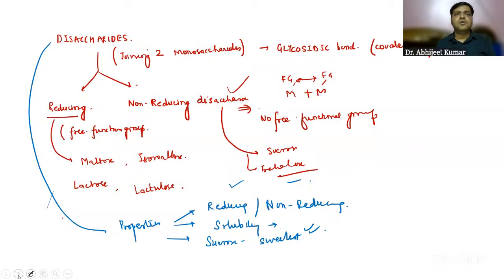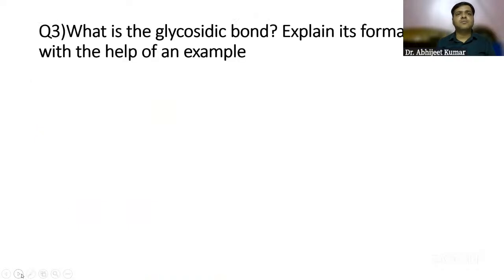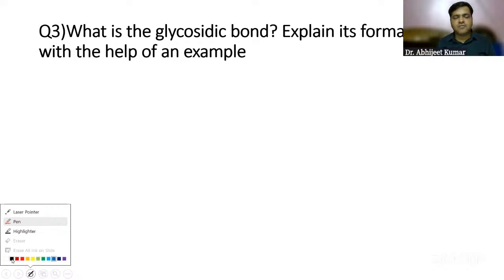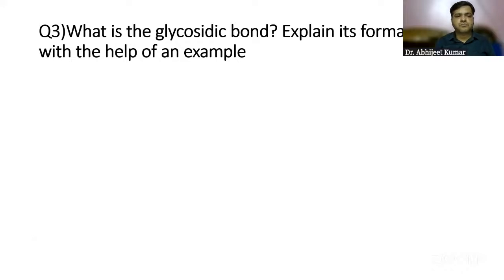Coming on to the next question for today: what is the glycosidic bond, and explain its formation with the help of an example. Now, guys, for the glycosidic bond, I have already told you, giving you an example over here. Let me just take one example. The reactions which are taking place are called condensation reactions.